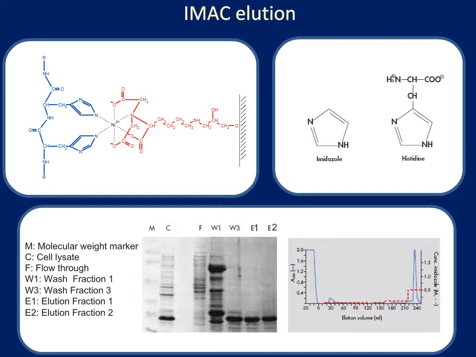Shown on the right are the structures of imidazole and histidine, showing that the chemical moieties important for chelating the nickel are identical. Therefore, imidazole is an efficient elution molecule.